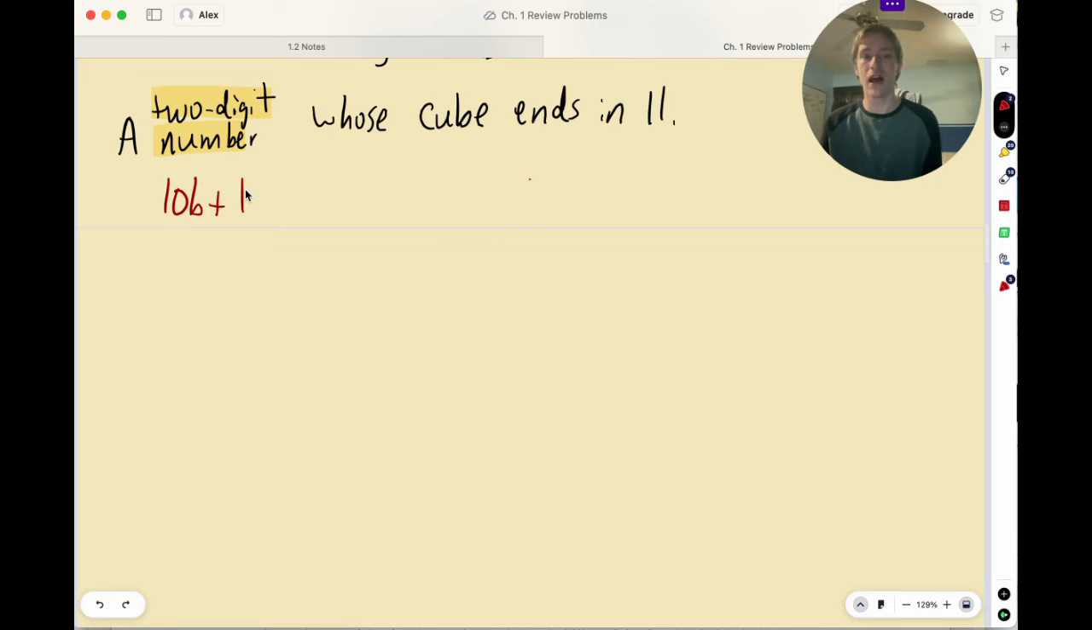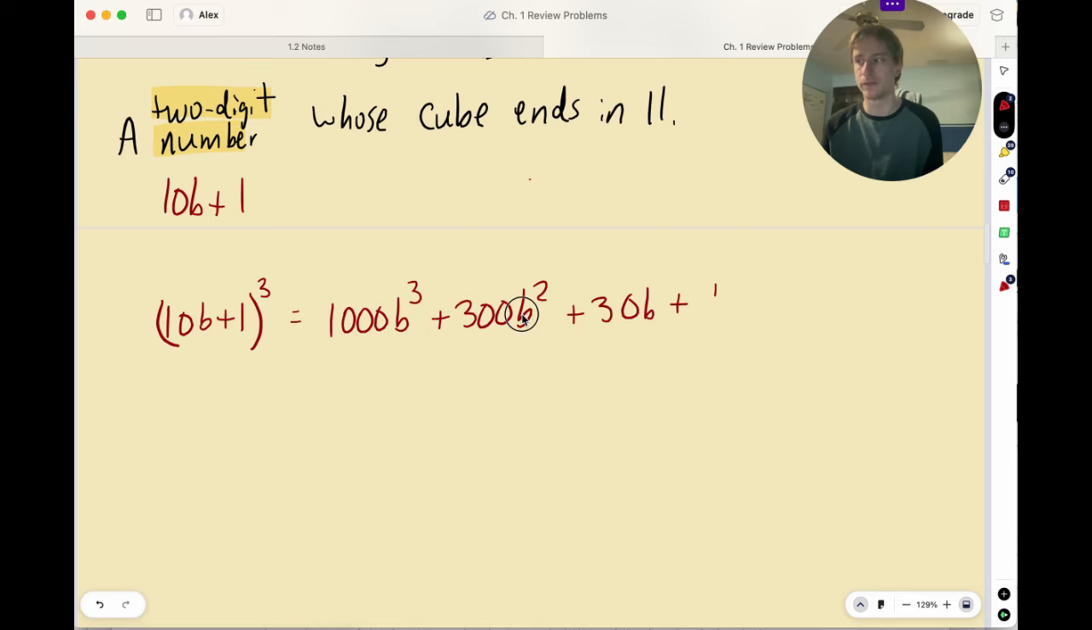So that means that after cubing this, if you divide that by 11, you have to get a remainder of 0. Actually, that's not totally correct, as we'll see. But let's just go ahead and cube this and see what we get. So if I take 10b plus 1 and I cube it, you could work this out using Pascal's triangle if you want. Binomial coefficients, whatever. You get 1000b cubed plus 300b squared plus 30b plus 1.